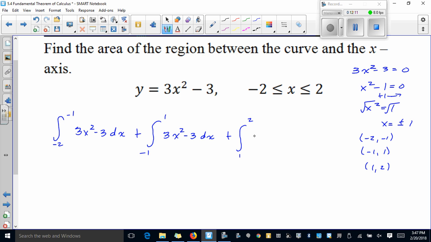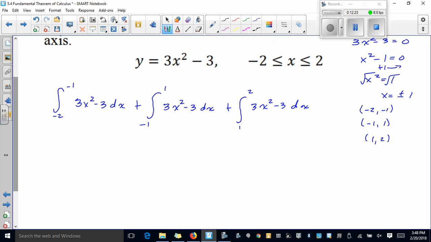Antiderivative of this guy is going to be 3x cubed over 3 minus 3x. But we're just going to go ahead and clean it up first. 3's cancel. So x cubed minus 3x evaluated from negative 2 to negative 1. Plus, and then again, the antiderivatives are the same. So x cubed minus 3x evaluated from negative 1 to 1, plus x cubed minus 3x evaluated from 1 to 2.